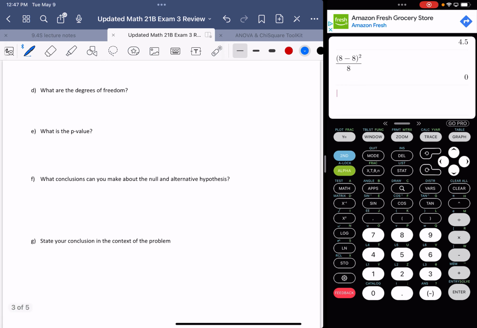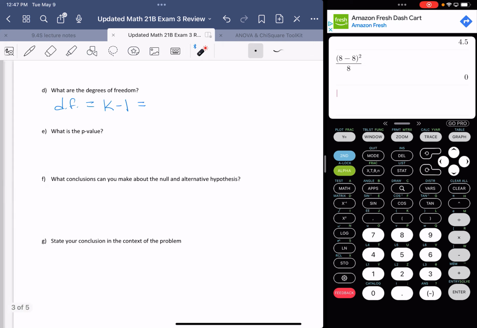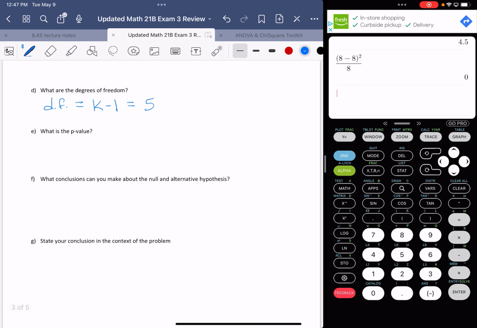All right. Next, what are the degrees of freedom? How do we calculate the degrees of freedom? Categories minus 1. How many categories you have, or how many outcomes you have, is another phrasing, minus 1. There were 5 outcomes or 5 categories. It was A, B, C, D, or F. So you have 5 minus 1, which is 4.